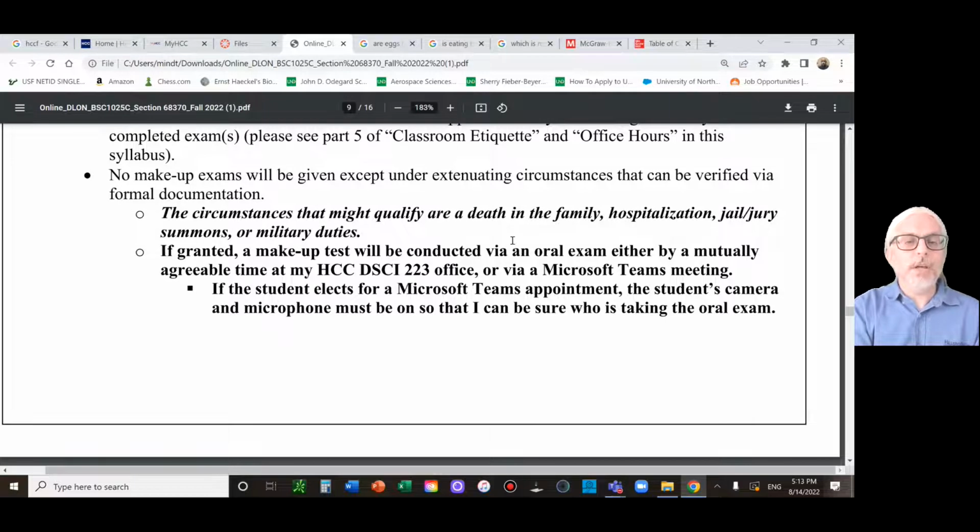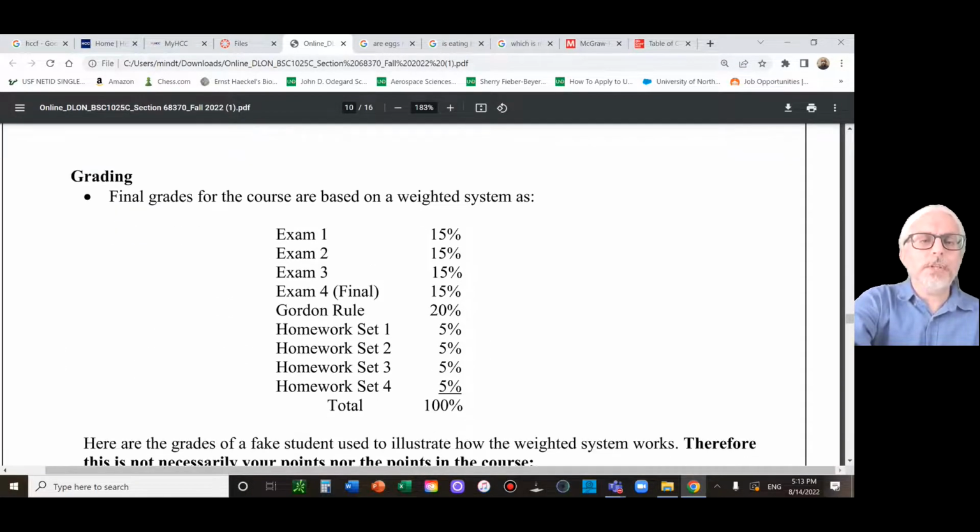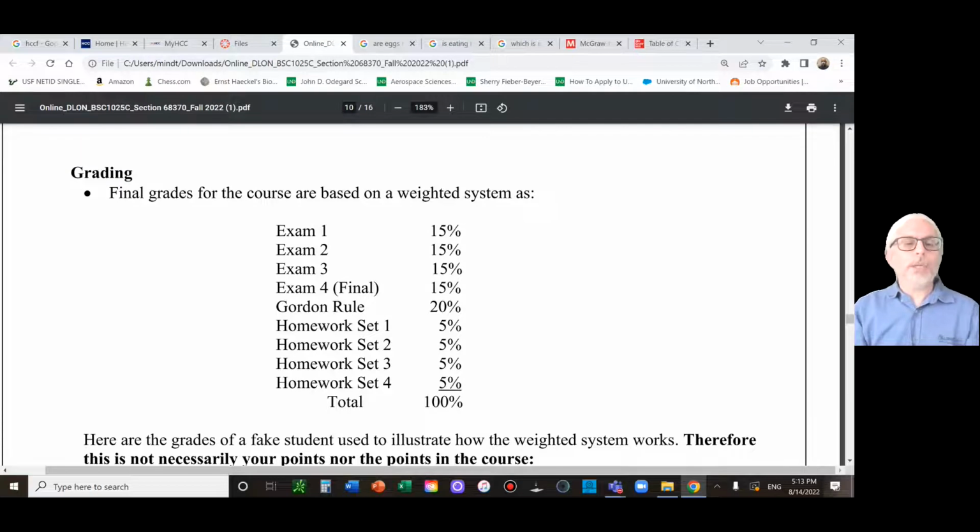If you miss a test, you better have a very good reason. Here are the main reasons. And if makeup tests are granted, it's probably going to be an oral exam where you get to come on to Teams and I get to ask you questions. Explain how proteins function in ribosomal protein synthesis. How do you make a protein? Okay. So again, take this seriously. Make sure you're there for the test. Don't play games. I won't play games.